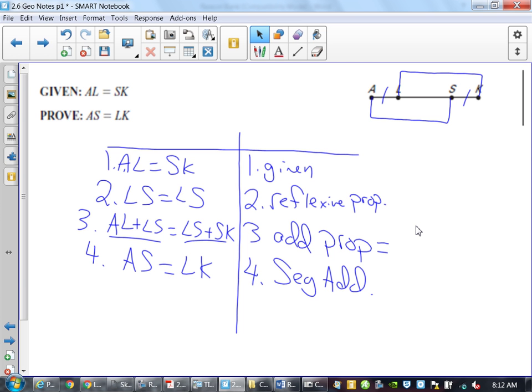Would we not need to have that intermediate step of AL plus LS equals AS, and then LS plus SK equals LK? We don't need that intermediate step with the segment addition to then get to that one? Or, you know, you could. In my brain, I would want to do that. Would that be okay if I did that? Yes. Because then you set yourself up for substitution. This works too. I think you're right. It's more technical that way, but I was trying to make it a little easier.